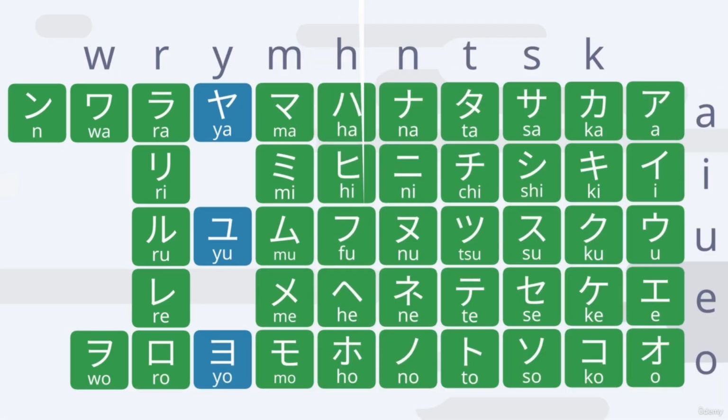We went over the small ya, yu, yo characters. In the next lesson, we'll go over how to read small vowels in katakana. See you in the next video!